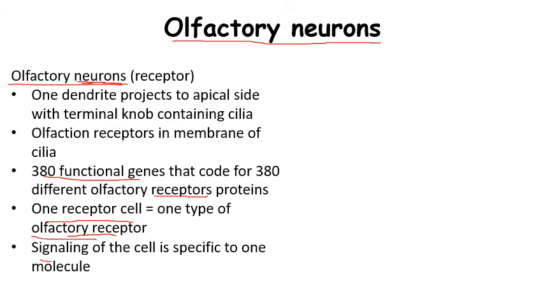Okay, and that's stated here. Signaling of cell is specific to one molecule. Okay, so say a smell that's noxious compared to a sweet smell, that sensory cell will not respond to both sensations, only to one specific molecule.